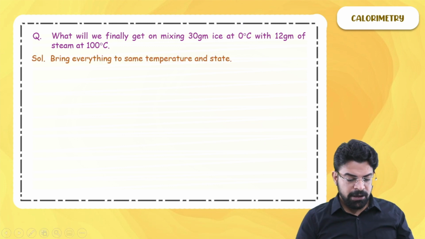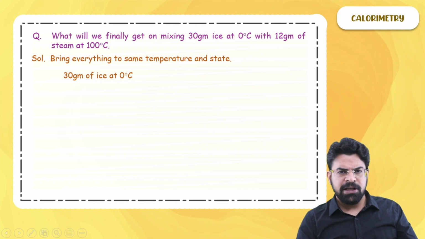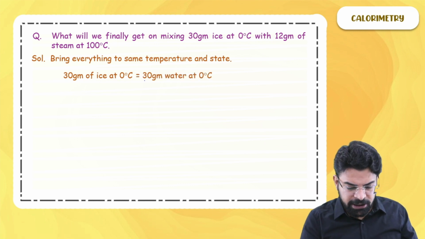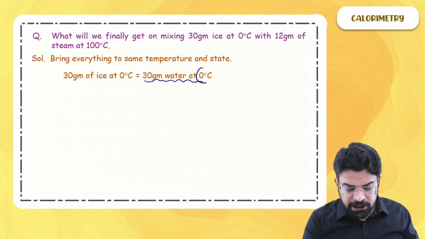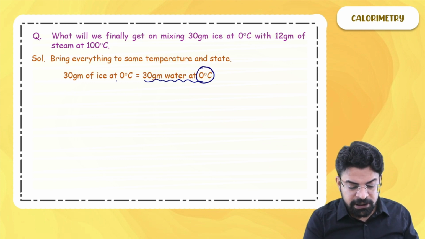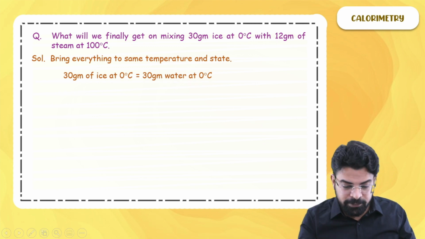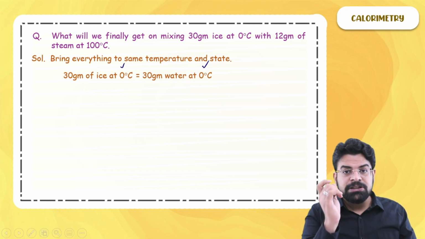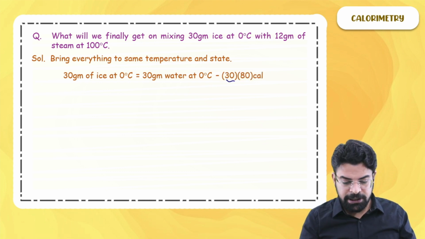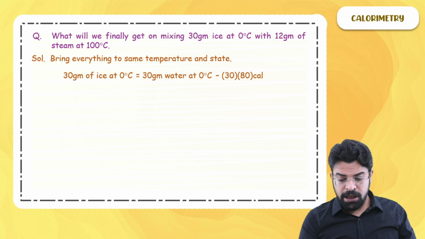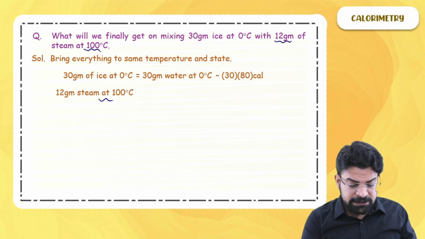Having 30 gram of ice at 0 degree centigrade is as good as having 30 gram of water at 0, and you have to take out some heat from 30 gram of water at 0 to get 30 gram of ice at 0. How much heat? Sir, mass times latent heat. Because the temperature is the same, you are just changing the state. So how much heat has to be extracted? 30 into 80.